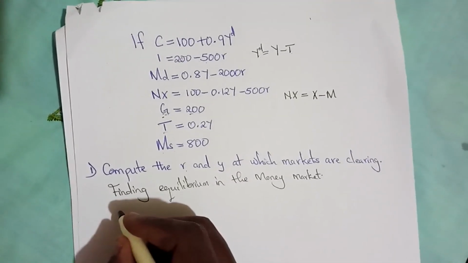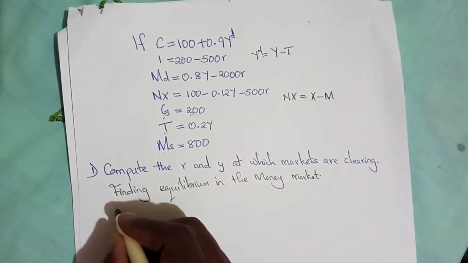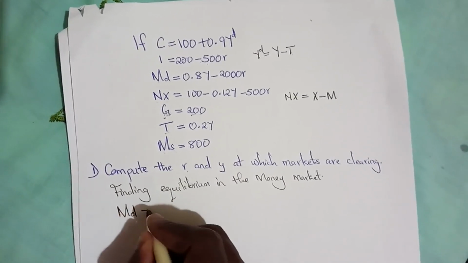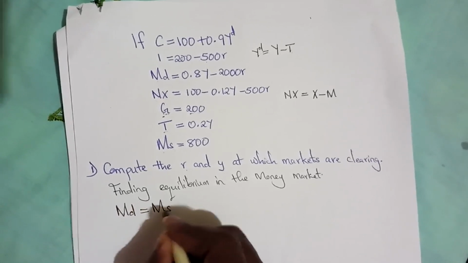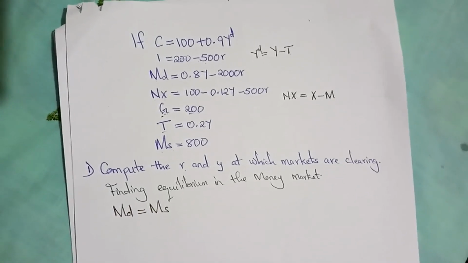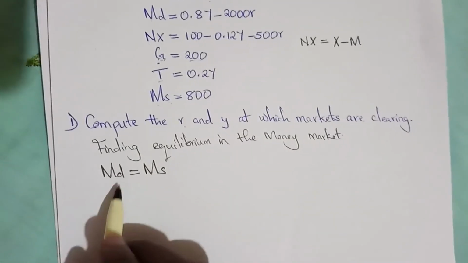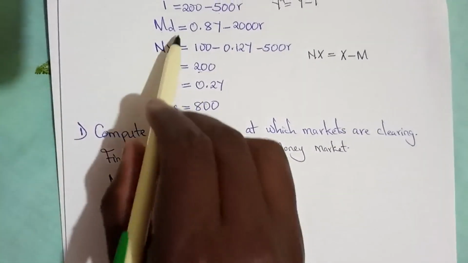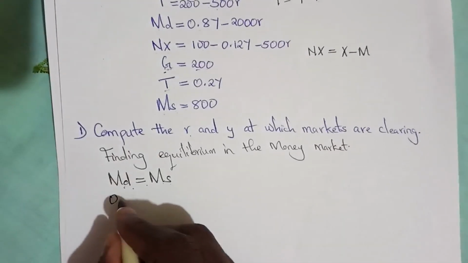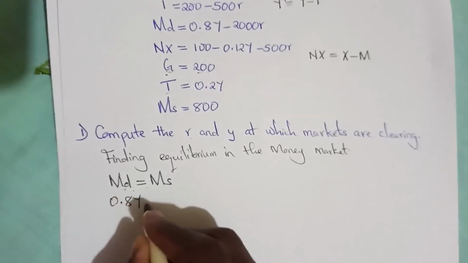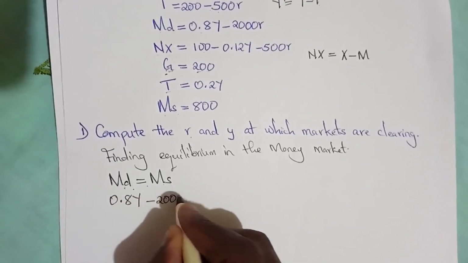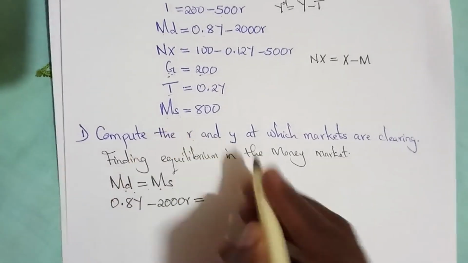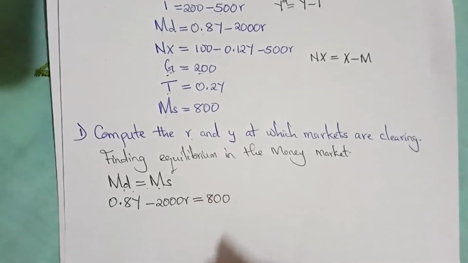Now, equilibrium in the money market means that money demand is equal to money supply. At equilibrium in the money market, money demand is equal to money supply. In our equation, we are given money demand as 0.8Y minus 2000R. You equate it with money supply, which is 800.